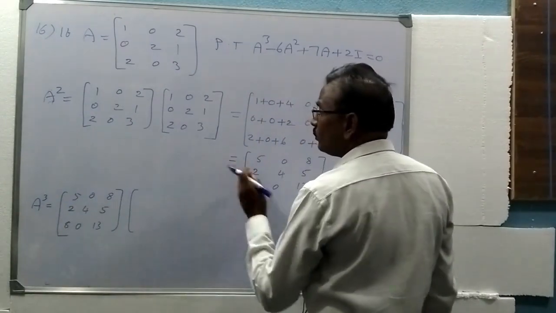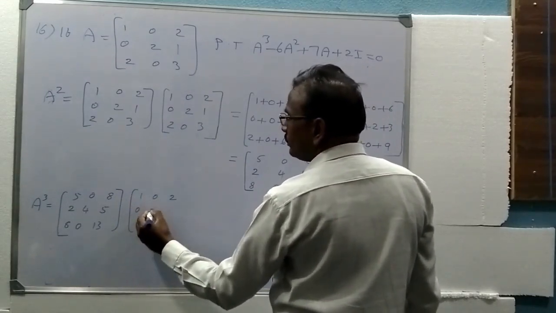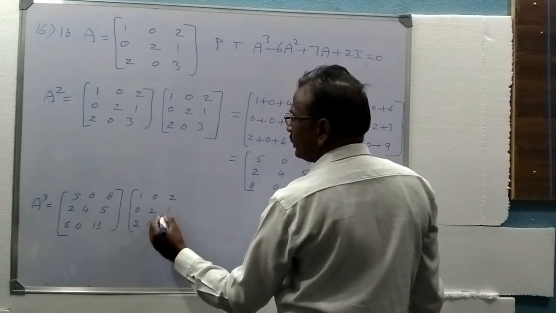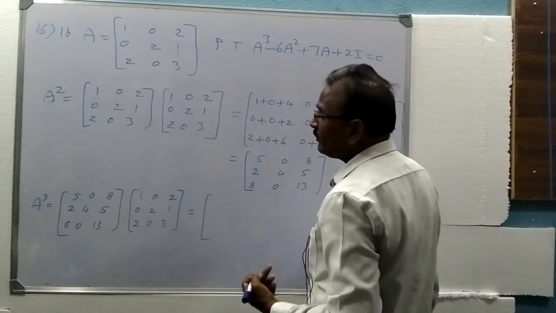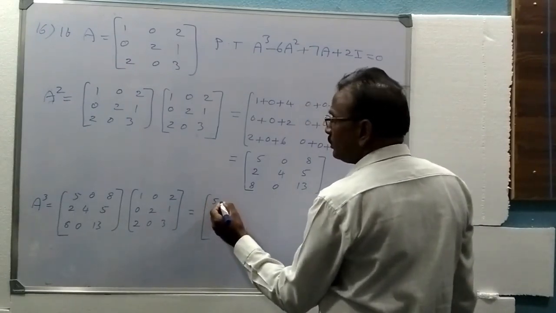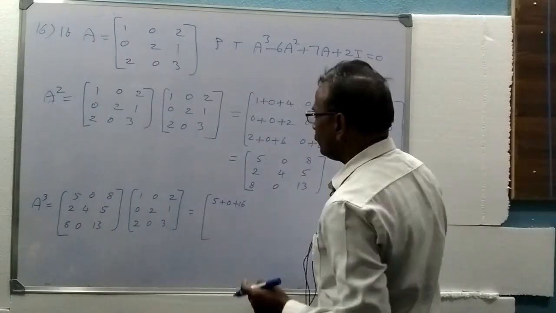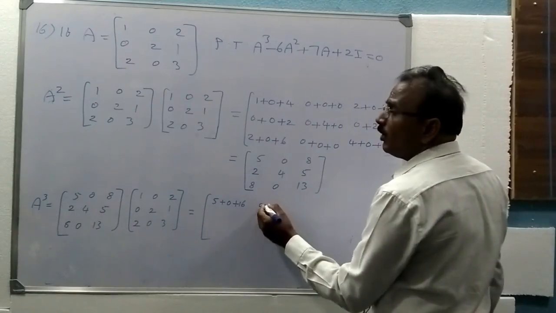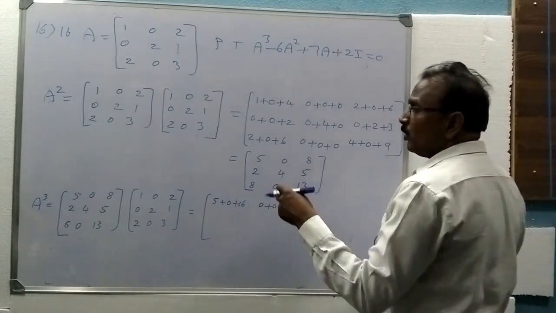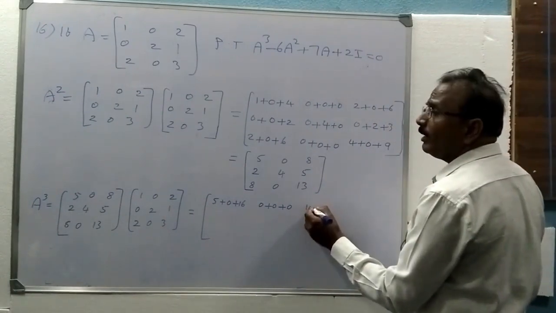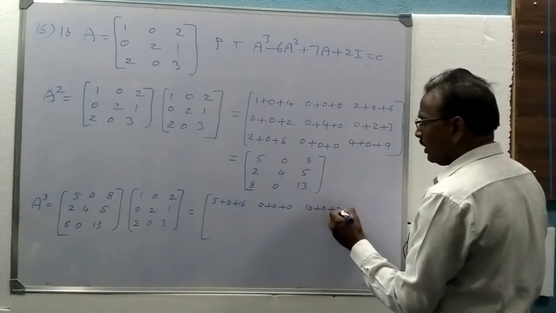A square we already found out, we substitute it into A, that is 1, 0, 2, 0, 2, 1, 2, 0, 3. Again matrix multiplication. So the first element is obtained by the sum of the product of first row with first column. So that is 5 1s are 5 plus 0 into 0 is 0 plus 8 2s are 16. First row with the second column, we get A12, that is 5 into 0 is 0 plus 0 into 2 is 0 plus 8 into 0 is 0. Next, first row with third column. So 5 2s are 10 plus 0 into 1 is 0 plus 8 3s are 24.